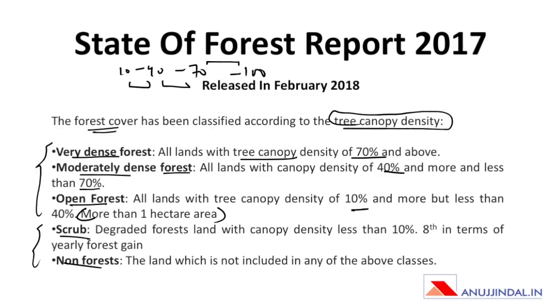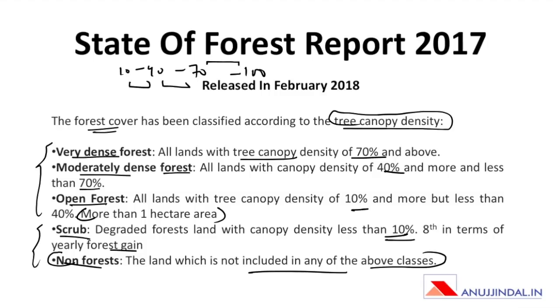We have two more: scrub and non-forest. Scrub is the degraded forest land with canopy density less than 10%. Non-forest is the land which is not included in any of the above classes.